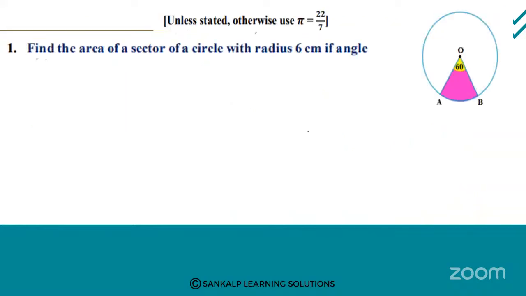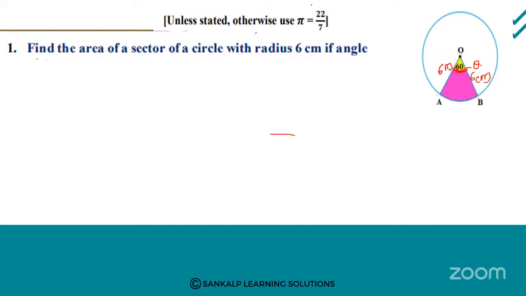Next. Find the area of a sector of a circle with radius 6 centimeter. In this diagram, they have given angle theta as 60 degrees and the radius is 6 centimeter. OA and OB are the radii of this circle, and these two radii are equal, because radii of a circle are equal. This is also 6 centimeter and this is also 6 centimeter.